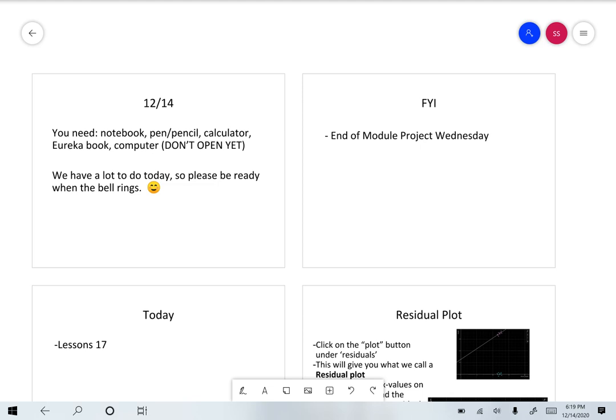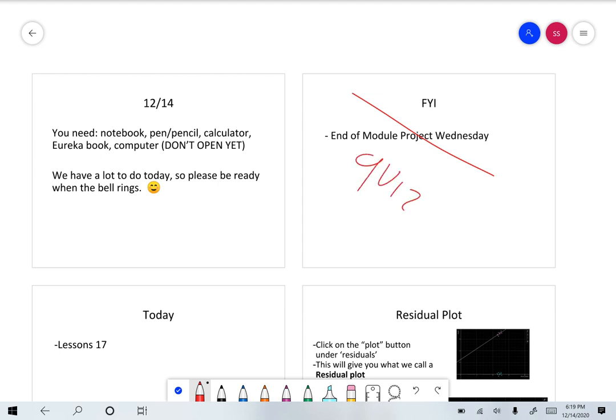you're going to need your notebook to take a few notes in, pen or pencil. You don't really need a calculator today. You do need your Eureka book and computer or phone, some electronic device you can access Desmos on, that graphing software that we've been using the last couple days. Okay, we're actually having a short quiz on Wednesday. The end of module project, kind of like a refresher, is going to be when we get back from Christmas break.